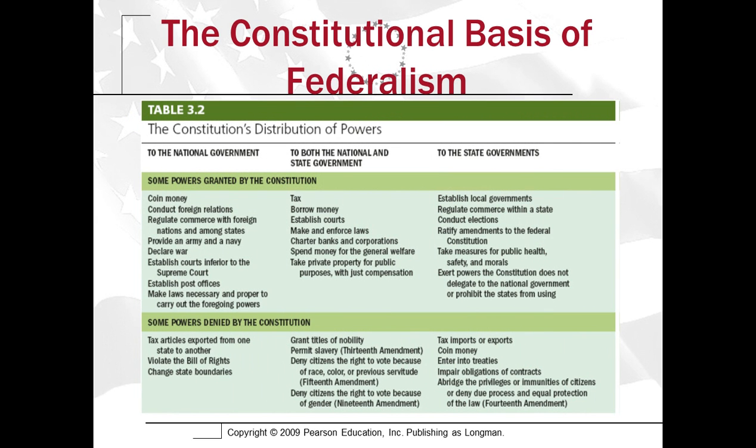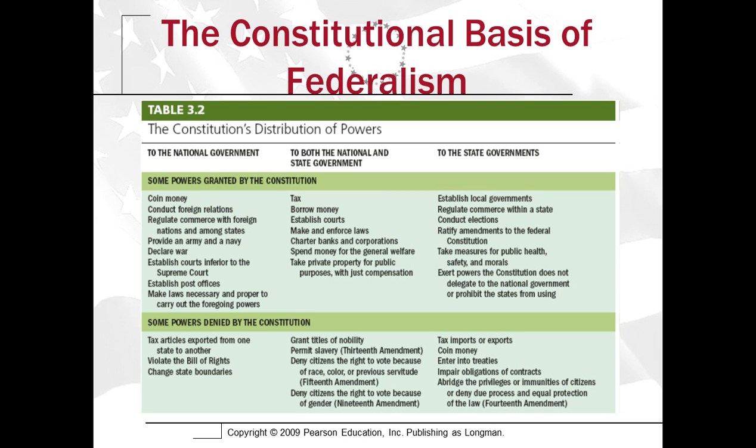So here you can, again, pause this and read this. These are different powers granted to the federal government by the Constitution, and then powers explicitly denied the federal government by the Constitution. So you'll see, if you check this chart out, and I encourage you to do that, the 10th Amendment is where this comes out of. The 10th Amendment says that all powers not given to the federal government are reserved for the states. And we call this the Reserved Powers Clause.